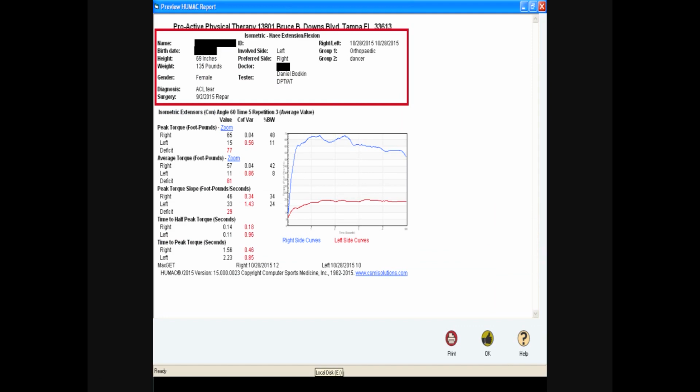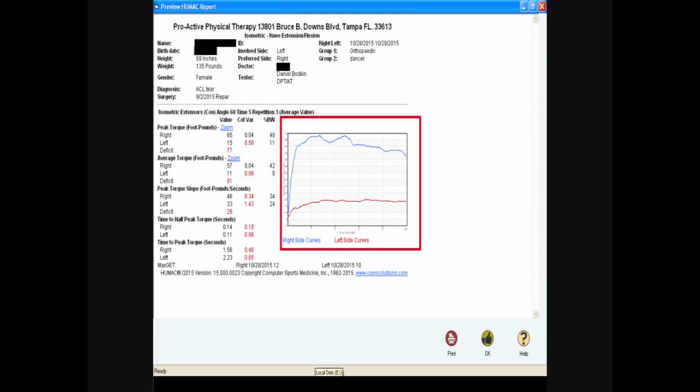This next line here contains the testing parameters. And this shows that it's an isometric test of her quadriceps. Again, I didn't include the hamstring in this report, but let me pause again. I have an example of that in the handout that you were provided.